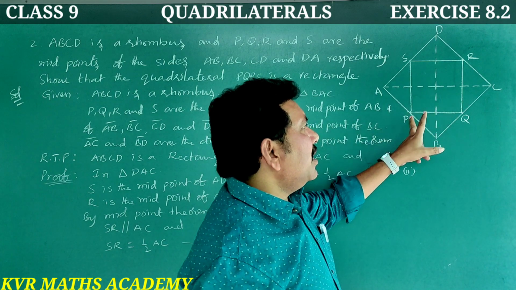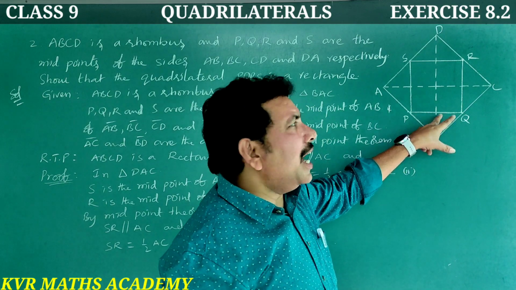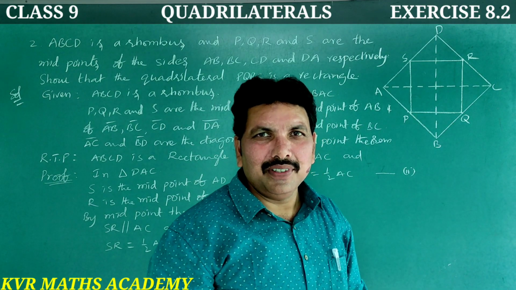SR is equal to half of AC, PQ is equal to half of AC. That's why SR is parallel to PQ and SR is also equal to PQ. Right? Yes.